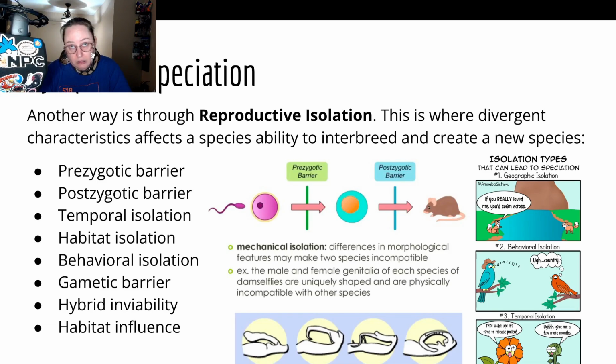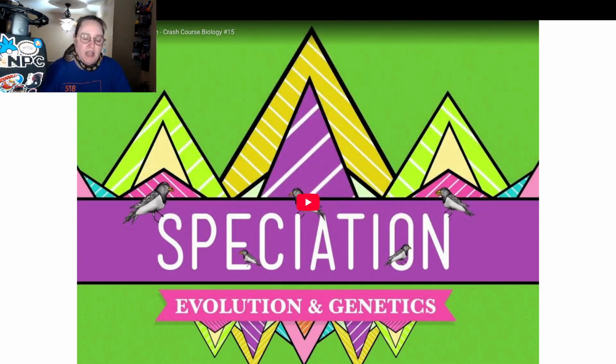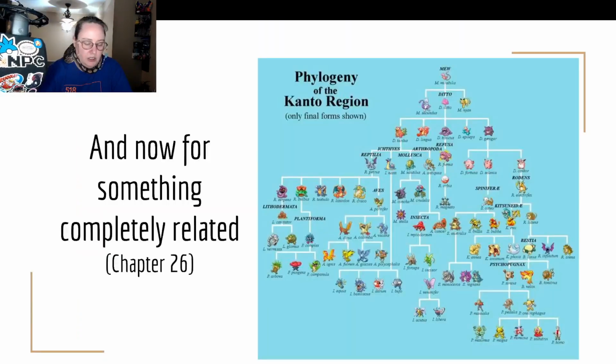Ugh. When did I get old, Monty? Anyway. So that's an example of speciation. You and me, nope.